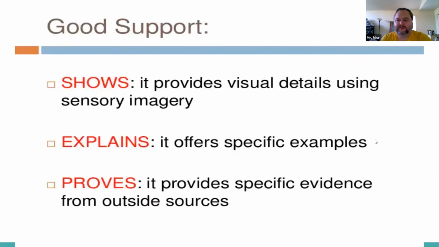Explaining is examples from the story and specific evidence from outside sources. So you guys have mostly been practicing writing based on text evidence from what you've been reading. But if you're writing an essay about something, you want to give evidence from multiple sources, not just one. And that proves whatever your argument is.